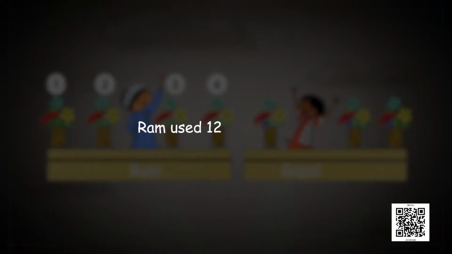So we can say 4 into 3. So how many flowers is Ram using to make the bouquets in total? Ram used 12 flowers in all. Easily we did that by multiplying 4 with 3.